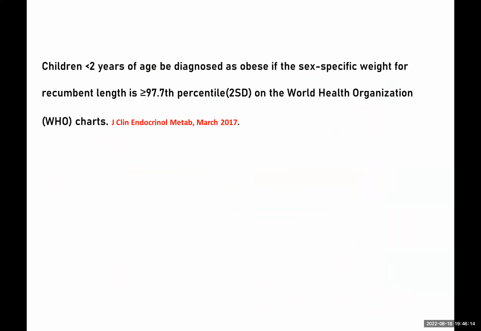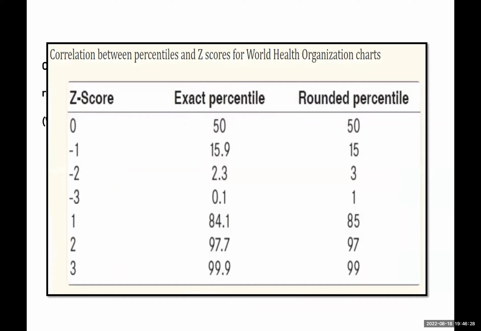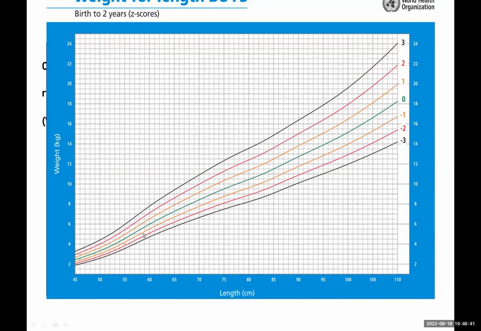For children less than 2 years of age, they are diagnosed as obese if the sex-specific weight for recumbent length is at the 97.7th percentile or more on the World Health Organization chart. And 97.7 is equal to 2 Z-score. This is the growth chart of the WHO weight for length. If the child's weight for length is above the 2 Z-score, that means the child has obesity.